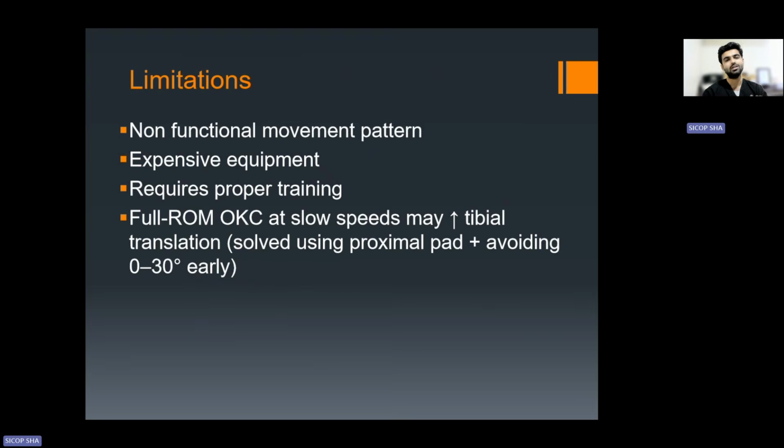Now, what are the limitations of isokinetic testing? As we already discussed, this is the gold standard for testing muscle strength, but still there are limitations. We can't check non-functional movement patterns with the isokinetic machine, because it tests an isolated muscle and isolated muscle torque and power. Now, the isokinetic machine is very expensive equipment. So this is again a limitation, because not everyone can afford it.